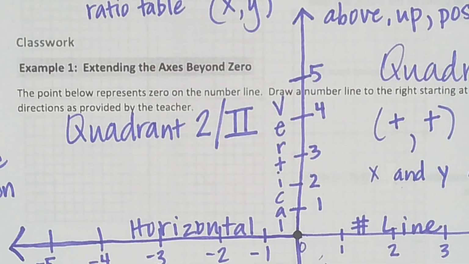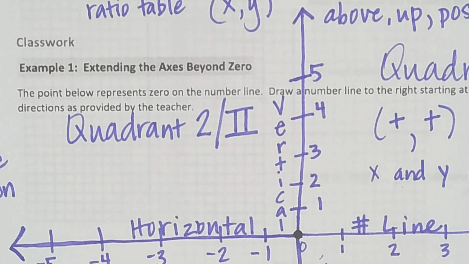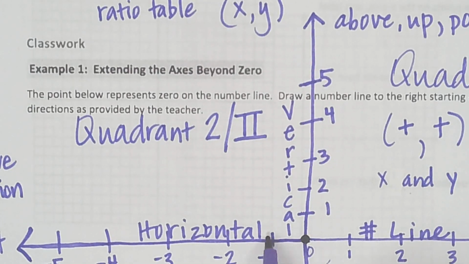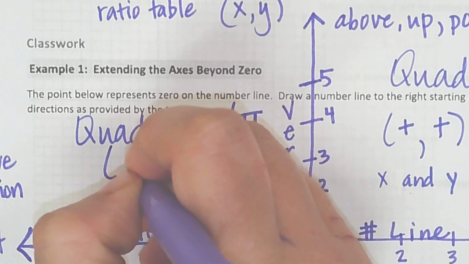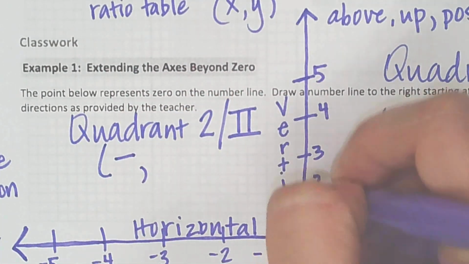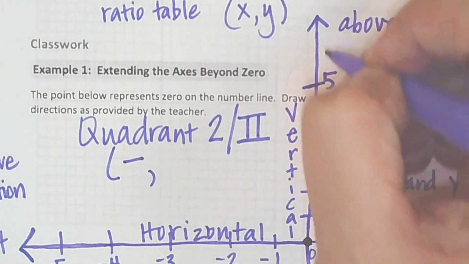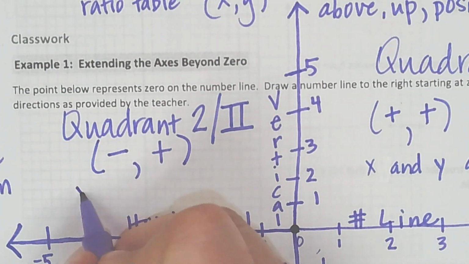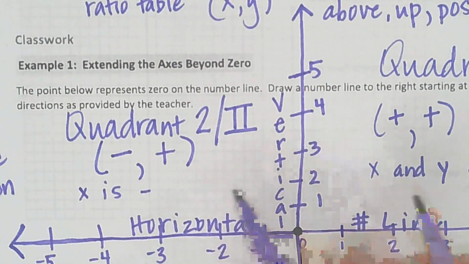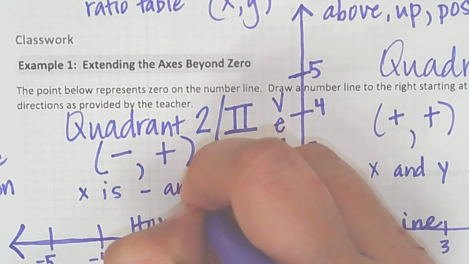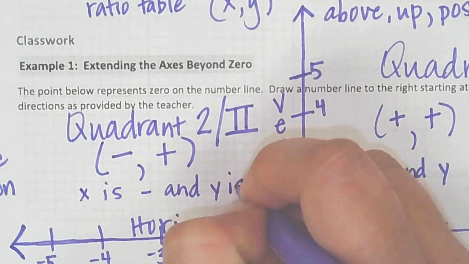Alright, so here we go. Our X and Y here. We're not going to run to the right where it's positive. We're going to run to the left for our X, which is negative. But our Y remains what? Positive. Because when we jump, we're still positive. So our X is negative, and our Y is positive.